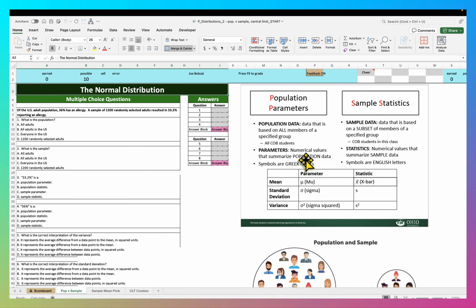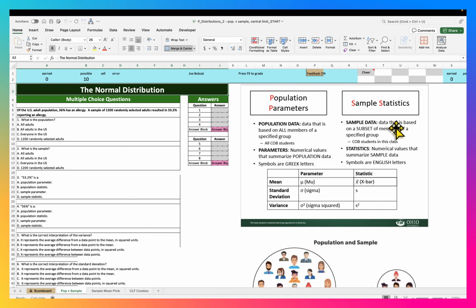And they have Greek letters, which you saw. So you had mu, which is the mean, sigma, which is the standard deviation, and sigma squared, which is the variance. Now we're going to be dealing with statistics. And with statistics, there's an analog for each of these. So for mu, we have x bar, which is the average of the sample. Instead of sigma, we have s, which is the standard deviation of the sample. And instead of sigma squared, we have s squared, which is the variance of the sample.